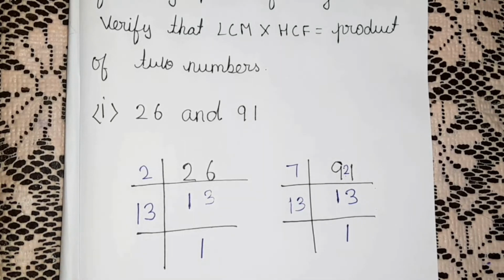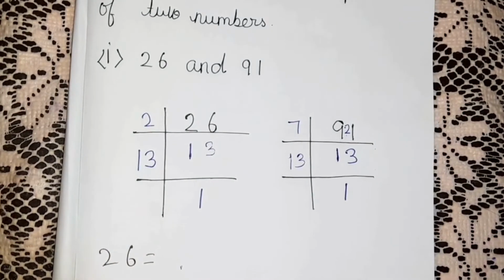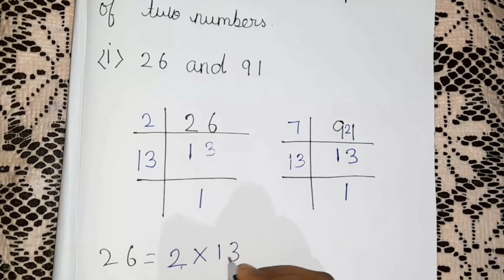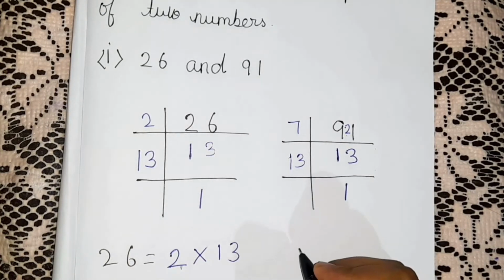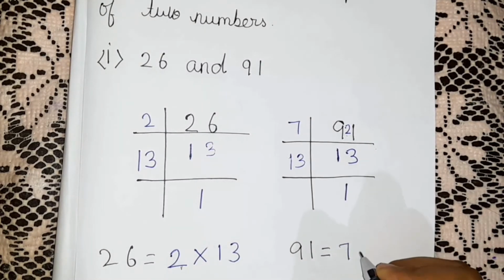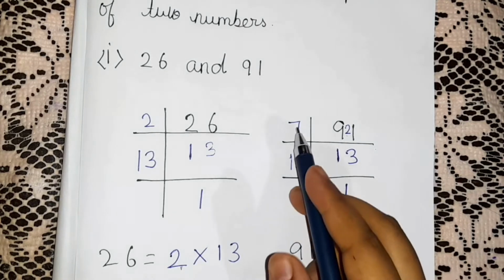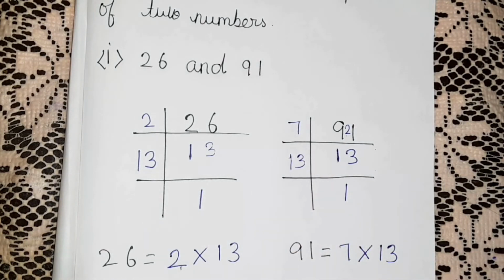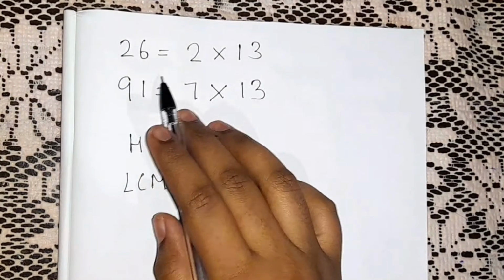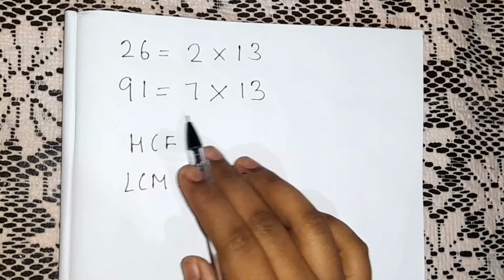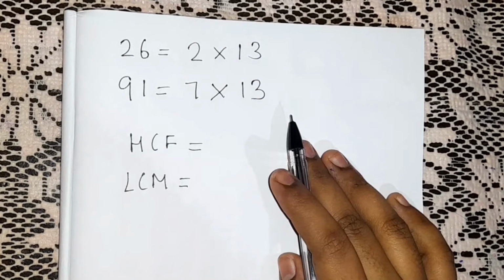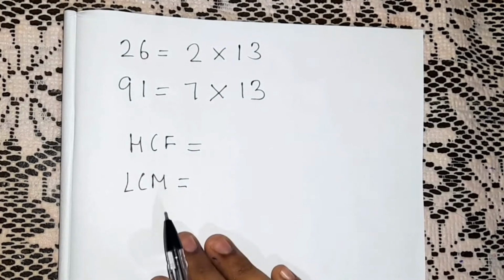Okay, now let's write 26 is equal to 2 into 13. So only 2 numbers. And then we shall write 91 is equal to 7 into 13. I wrote these 2 numbers right over here. Okay, now let's find its HCF and LCM. So as you guys know, we got 26 is equal to 2 into 13 and 91 is equal to 7 into 13. Okay. So in these numbers, we are going to be finding its HCF and the LCM.